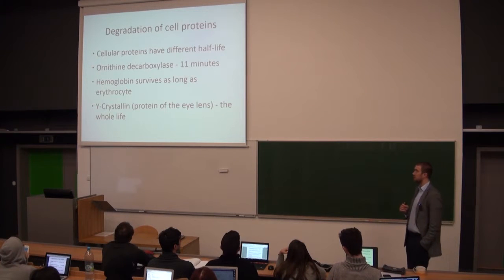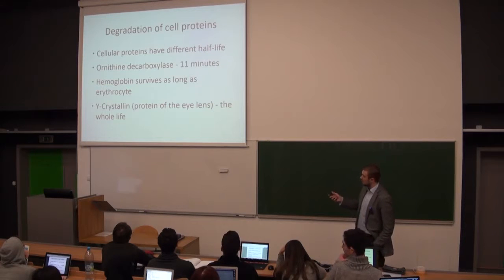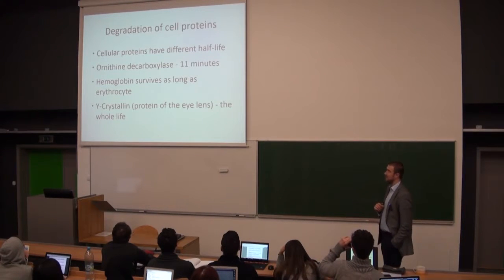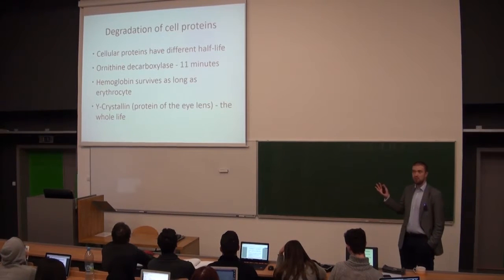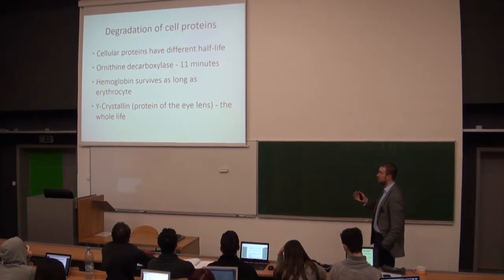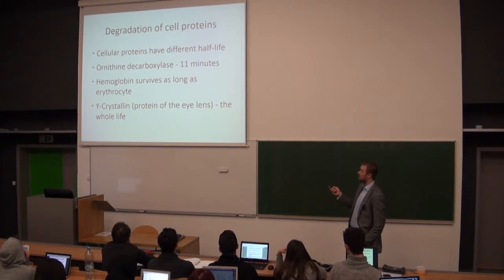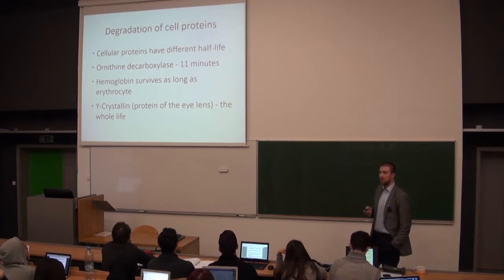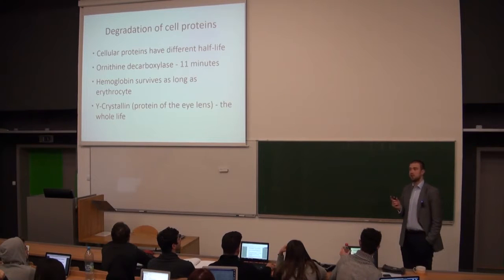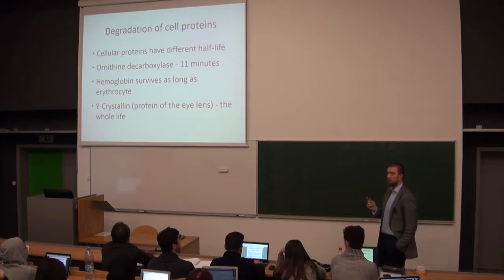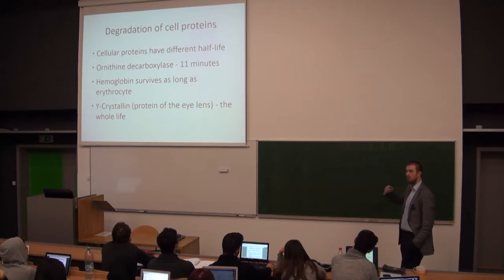Here you see that different proteins have really different half-lives. First, you have an enzyme. Here it's ornithine decarboxylase. It's only an example of some enzyme. You can read the values for others. But if we look at ornithine decarboxylase, the half-life is 11 minutes. That means that in 11 minutes you will degrade 50% of the concentration, and if you want to continue the reaction, you must resynthesize it. So the half-life is very, very quick.